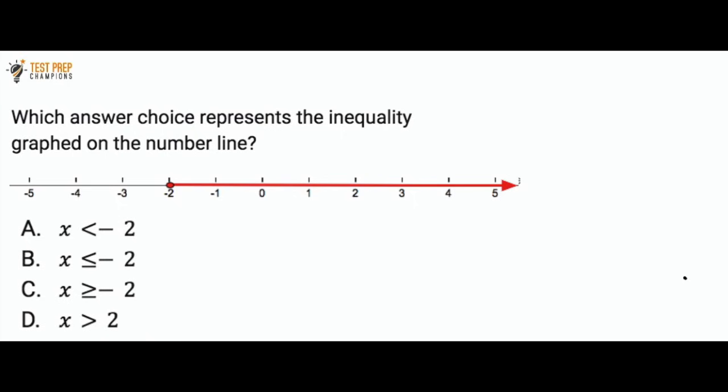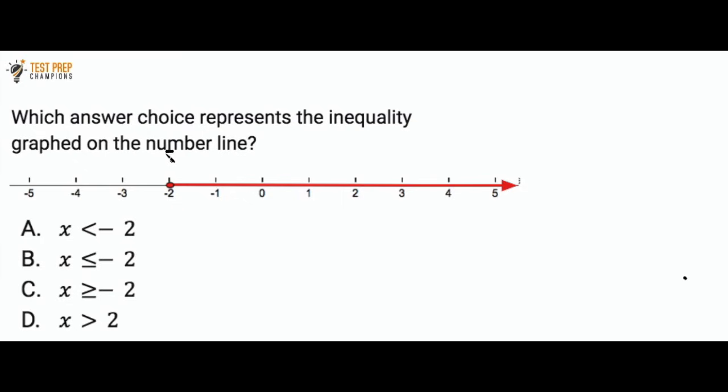All right, let's talk about this one. So note here that the arrow starts at negative 2, and it goes to 5, and it just kind of keeps going. And also note here that at negative 2, we have a closed circle. The closed circle tells us that negative 2 is going to be included in the range of values here.